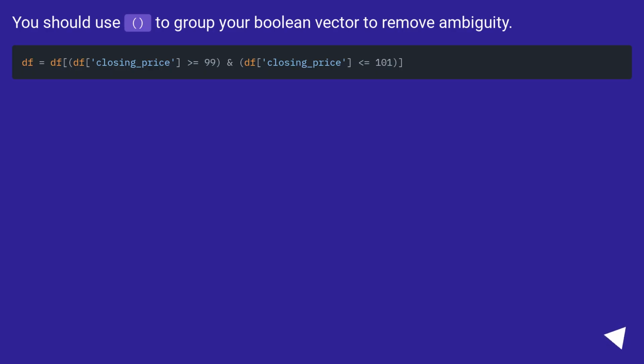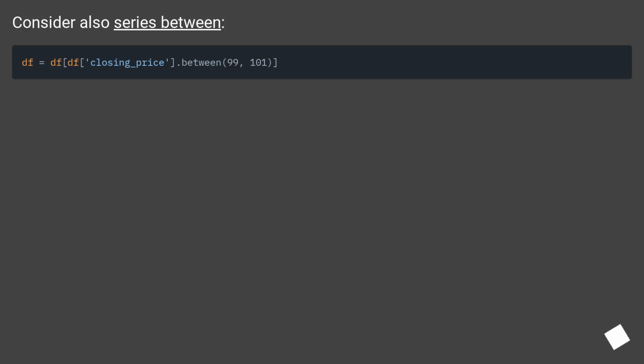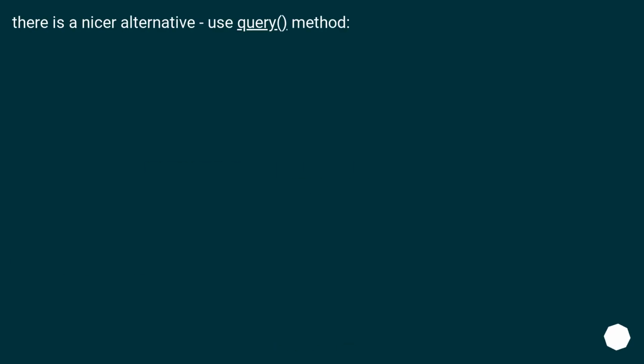You should use parentheses to group your Boolean vector to remove ambiguity. Consider also Series.between. There is a nicer alternative: use the query method.